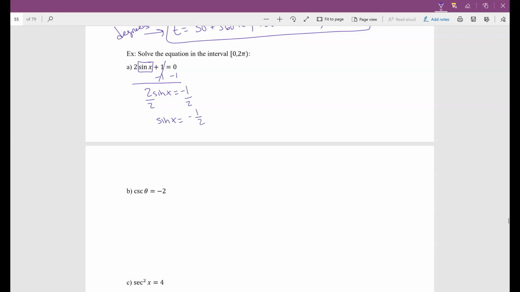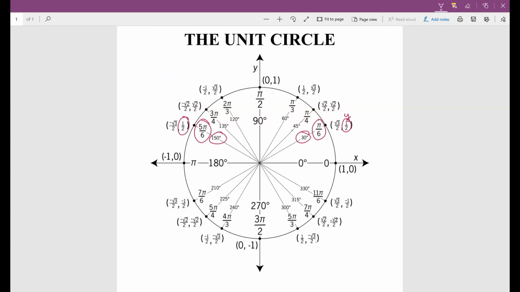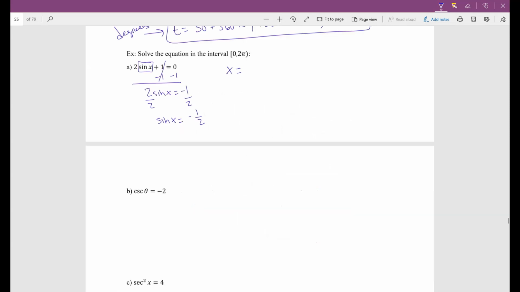All right, so now what we need to know is what angles are going to give me negative 1/2. So I'm going to go back to my unit circle. Let's erase all of this. And now we're looking for negative 1/2. Okay, so negative 1/2 for sine is going to be right here. That corresponds with 7 pi over 6. And then the other one is right here, that corresponds with 11 pi over 6. Okay, so it's going to be 7 pi over 6 and 11 pi over 6.